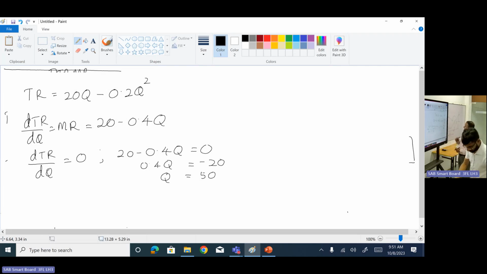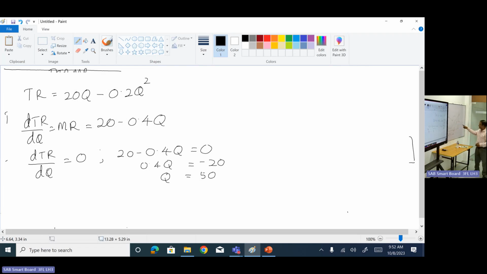Then when the output level is 50, you can measure the total revenue. How much is the total revenue? Substitute into the total revenue function.